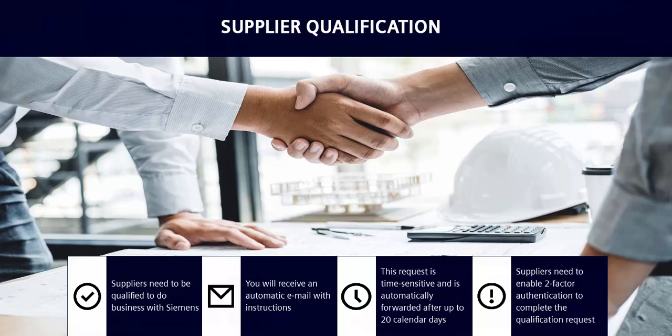All Siemens third-party suppliers need to be qualified for business with Siemens. Should you be involved in the qualification process, you receive an automatic email from SCM STAR with detailed instructions. There are in total 2 questionnaires that are to be filled by a supplier. In this video demonstration you will see how to find these questionnaires and how to complete them. The supplier qualification request is time-sensitive and is automatically forwarded after up to 20 calendar days. Suppliers must enable 2-factor authentication to complete the qualification request.